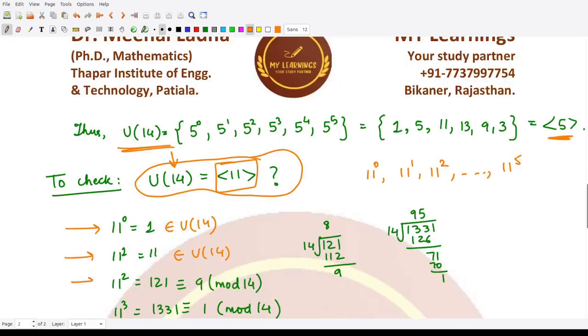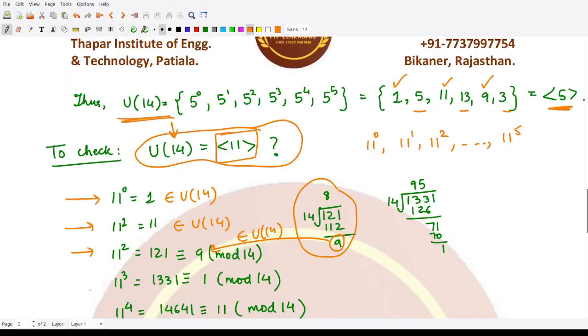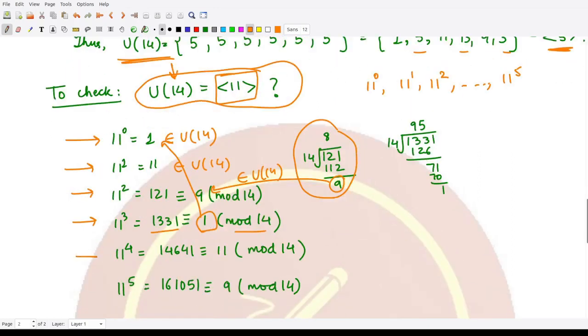11 raised to power 2 is 121, which when you calculate it under mod 14, you have 9 as the remainder. So this also is present in U14. So we have the element 1, we have the element 11, we have the element 9 with us. What about the other 3 elements? Let's check it. When you take 11 raised to power 3, it comes out to be 1331. And when you calculate it mod 14, you get 1 again, right? So no new member is obtained here. 11 raised to power 4 is 14641. And when you calculate its mod 14, you get 11, which is again a repeating element of U14.